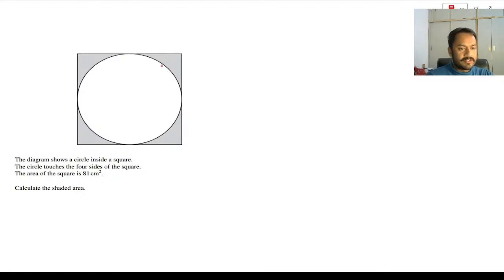Now the area of square is given to you. Now the area of square is side square, or we can say side into side. So area is side into side, right? So area is given to you, that is 81. So side into side is square. So I'll shift this square to this side. So under root of 81 will be side.